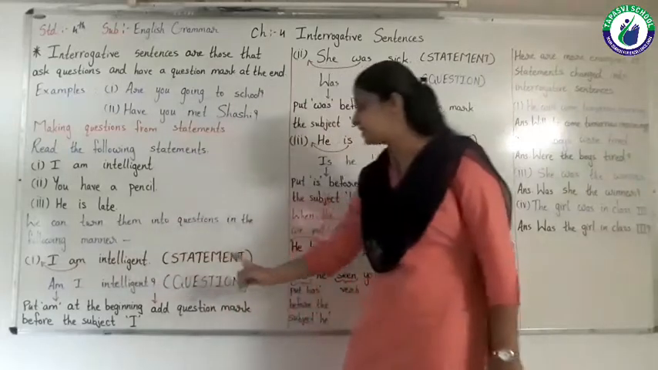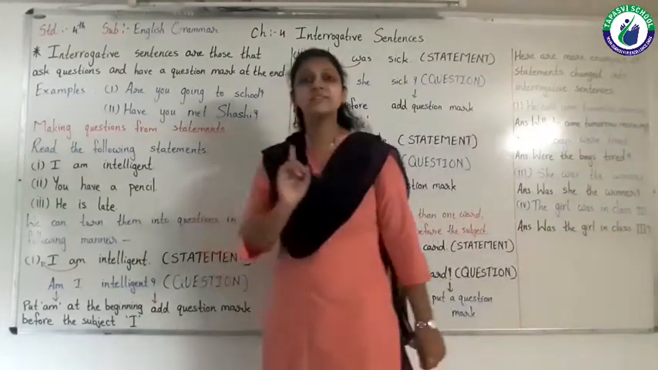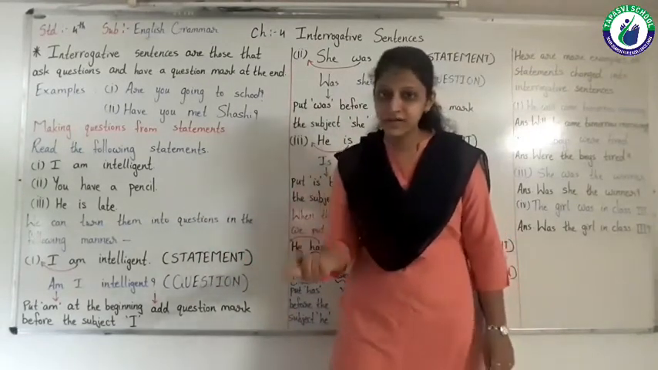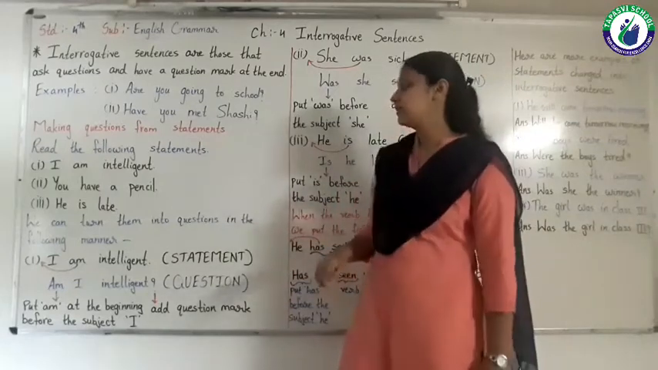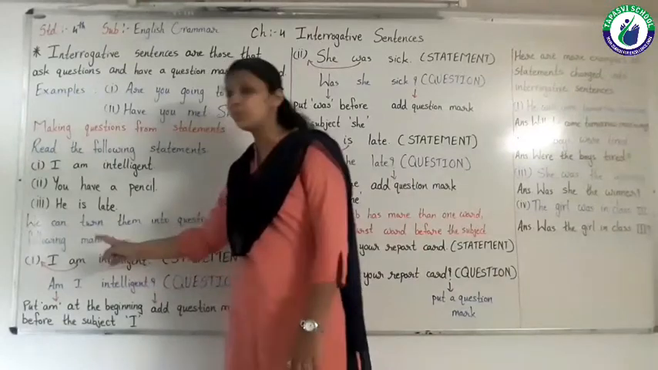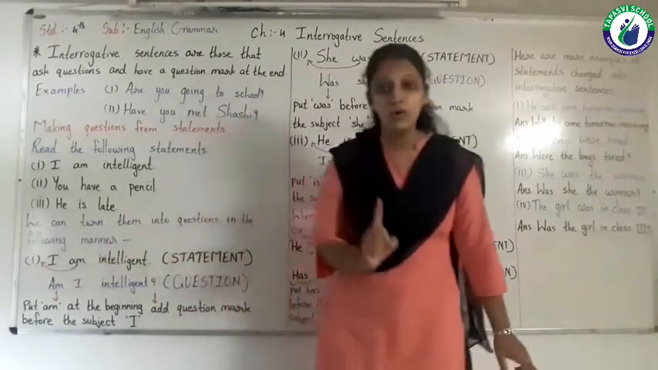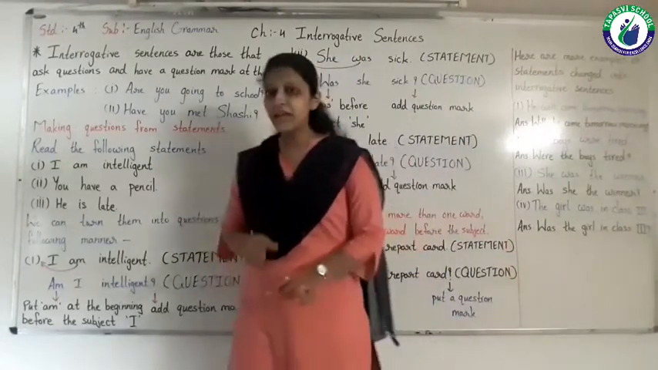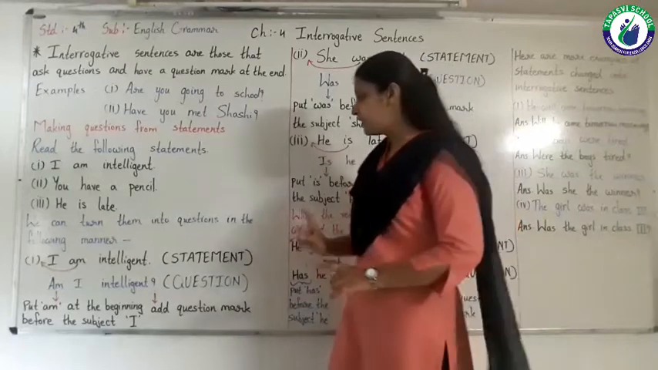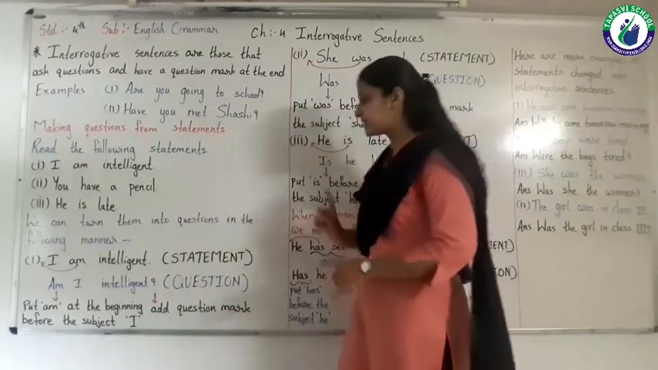I am intelligent. The sentence is of statement. ये स्टेटमेंट का सेंटेंस है. How can we change into interrogative sentence? Yes. First we have to find verb. From this sentence, which word is a verb? The word am is a verb. So, for making an interrogative sentence, put am at the beginning before the subject I.